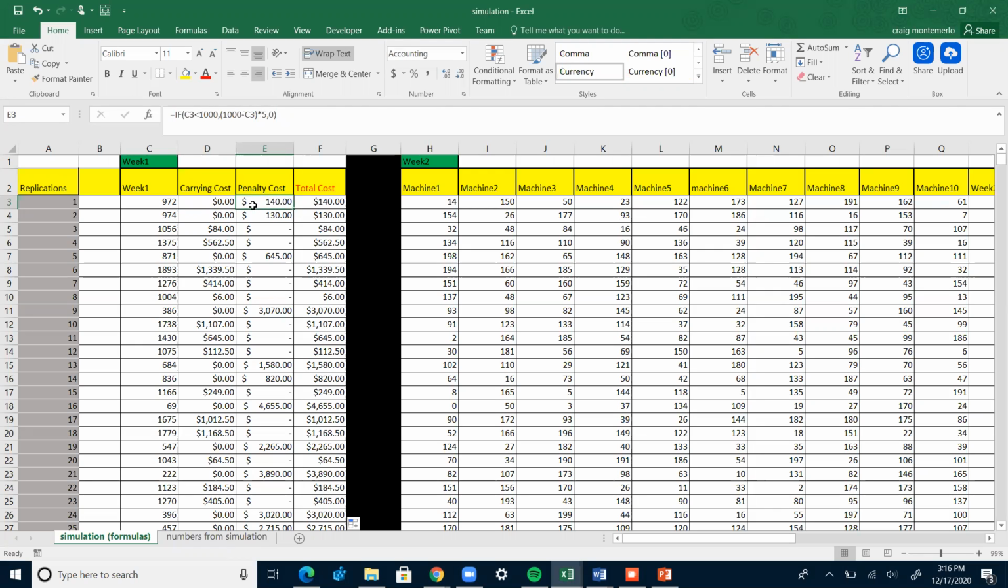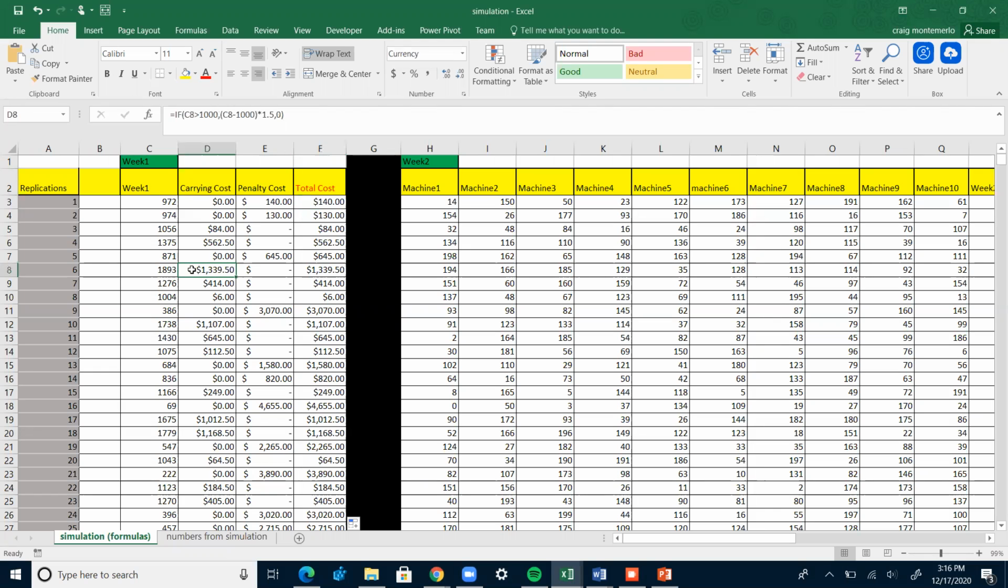However, when we look at the penalty cost, it's the opposite. So if they did not meet the 1,000 unit goal, we're going to take the difference. In this case, it's 28 units. And we're going to multiply that number by 5, which gives us a $140 penalty cost. So our total cost in this case would be $140. And we do that for each of the units.